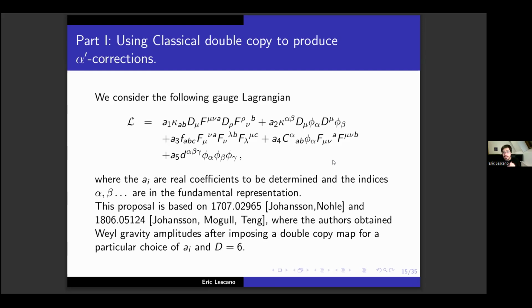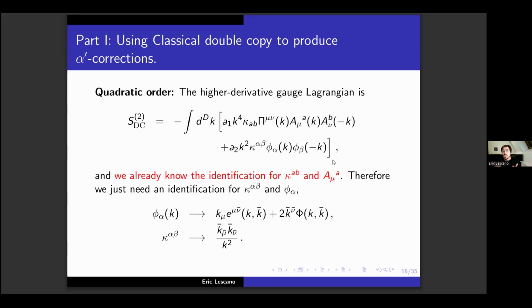When we go to quadratic level, we will have just the first two contributions, the first line. And we can follow this procedure of the classical double copy. We need some extra identifications because we know how to identify the Cartan-Killing metric and the gauge field, but now we have this new scalar, this phi alpha, and we need to give it a particular identification, and also an identification for the Cartan-Killing metric in the real representation. So using these particular identifications, we can try to match with the Weyl gravity Lagrangian.